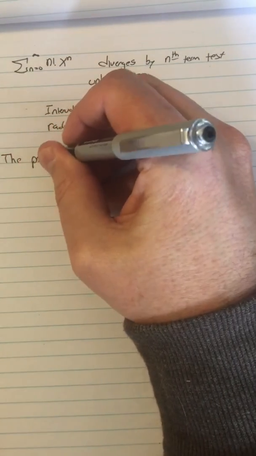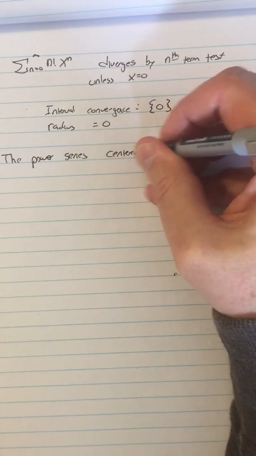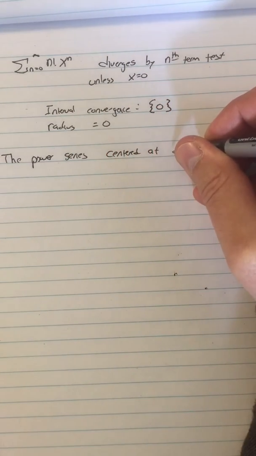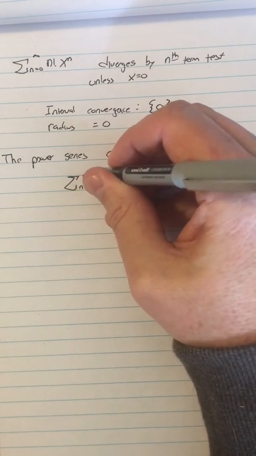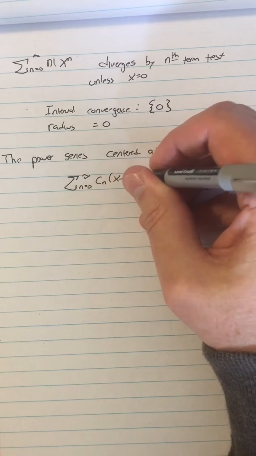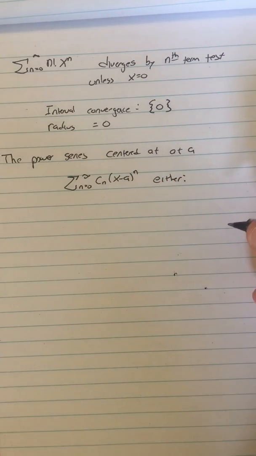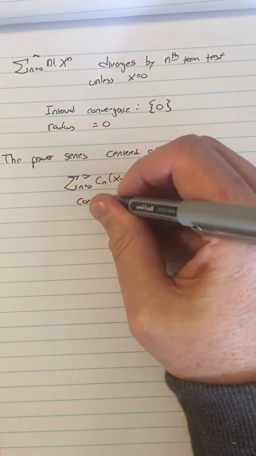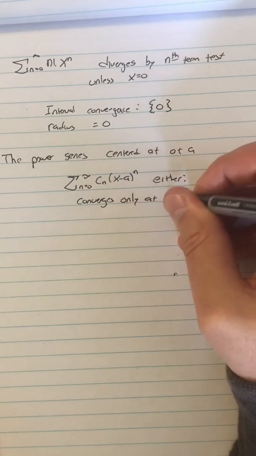There are three different things that can happen with a power series. So we're going to say that the power series centered at a, where a is any real number, and that power series is the sum from n equals 0 to infinity of c sub n times x minus a to the nth power. All right, it does one of the following three things. It either converges only at x equals a.